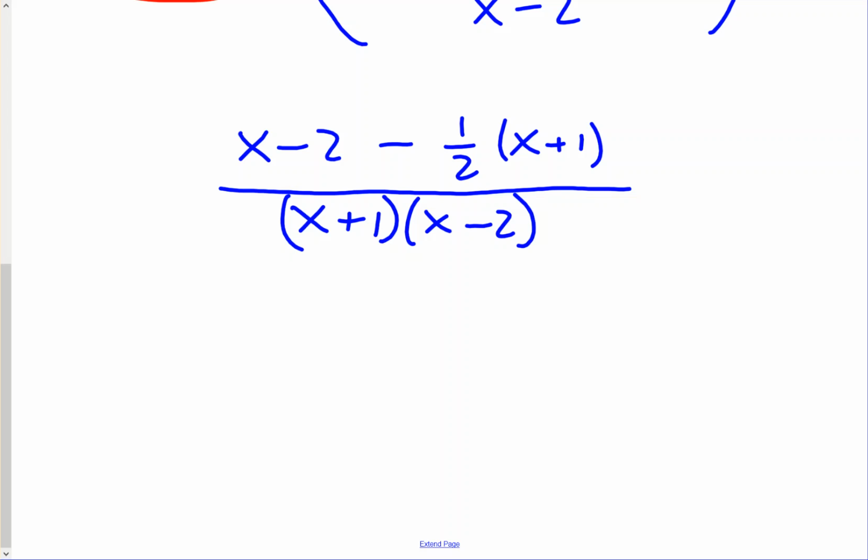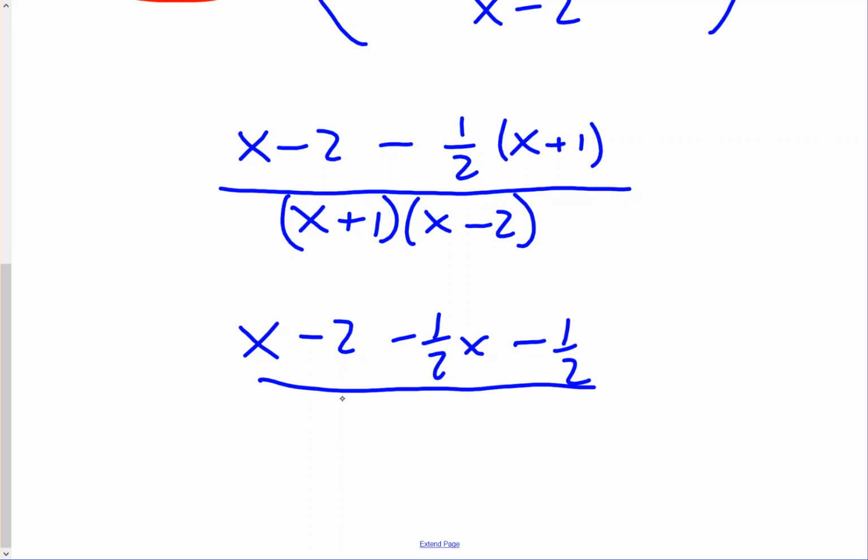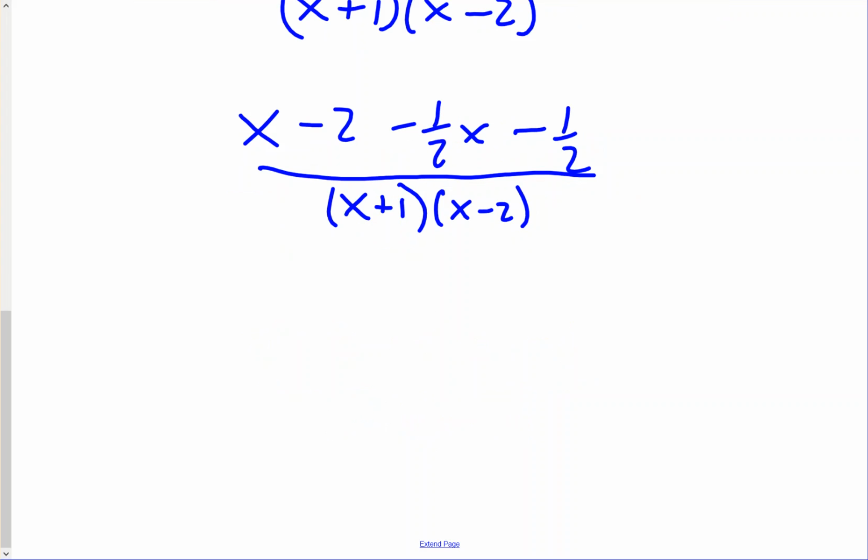Okay, so let's simplify this then. The top we have x minus 2. Now this minus a half we could distribute, so that would be minus a half x and then minus a half. Okay, so x minus a half x is a half x. Negative 2 minus a half would be negative 2.5, so negative 5 halves.